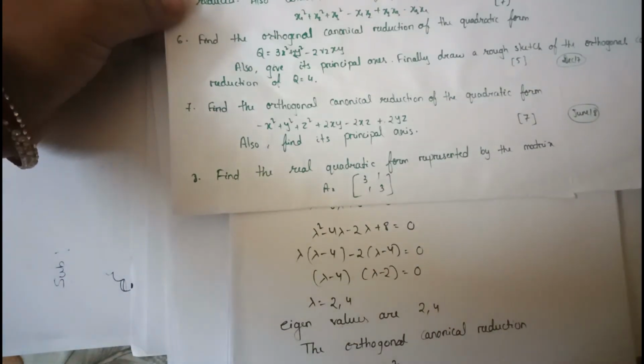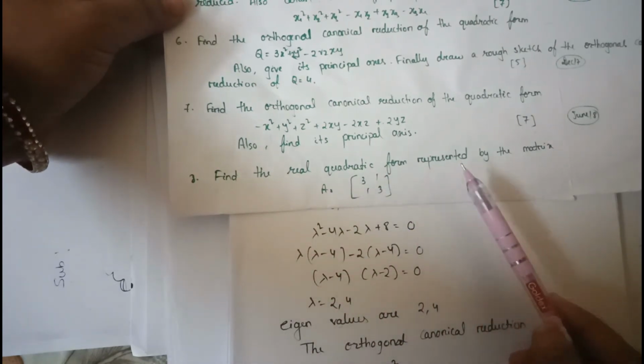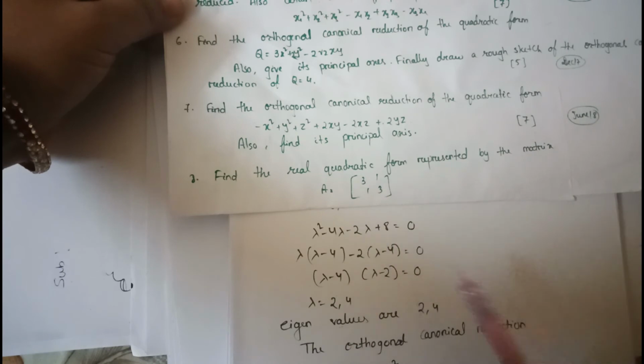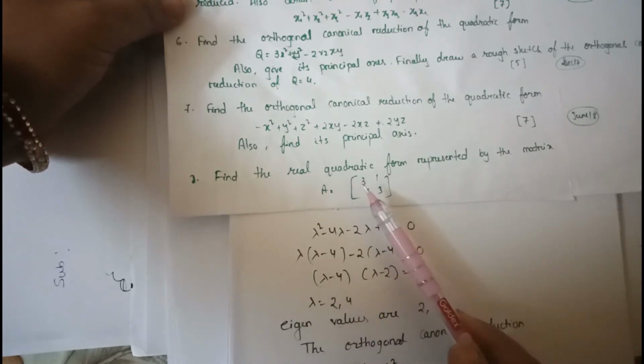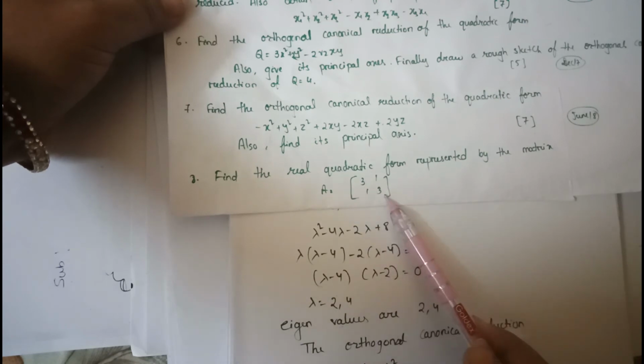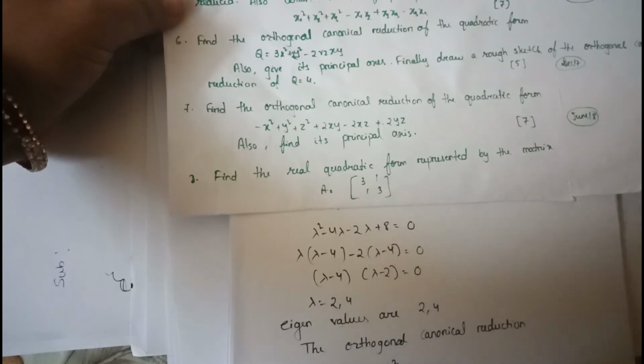So next, number 8. Again, find the real quadratic form represented by the matrix this much. So this is given in the matrix form and we have to find the quadratic form of this. You know, this is the place of x square, y square. This is xy and xy if we are taking the variables as x and y.